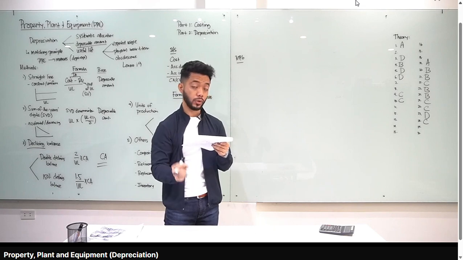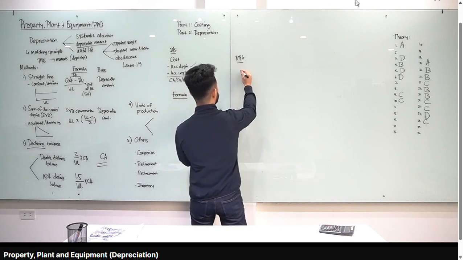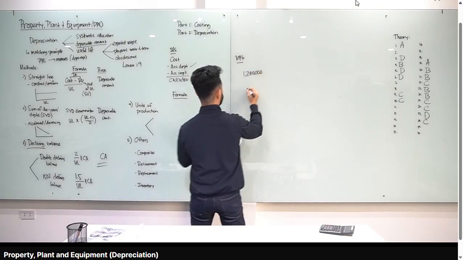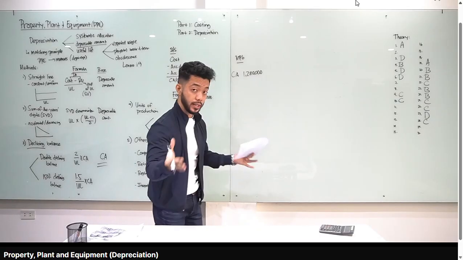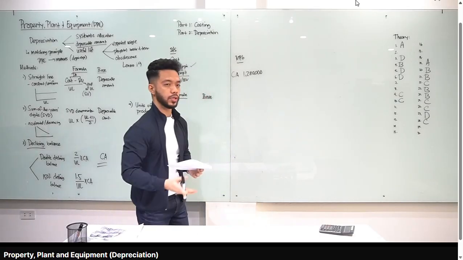Kailan binili, class? 2020. Tama ba? Ang gagawin ko lang dyan, shortcut. Okay. So ang gagawin ko dyan, 1,280,000. Ito yung cost natin, tama? O yung carrying amount natin, 1,280,000. Yung binili natin. Tama ba, class? 2 years yan. So ang tanong sa atin is yung depreciation expense ng year 2.